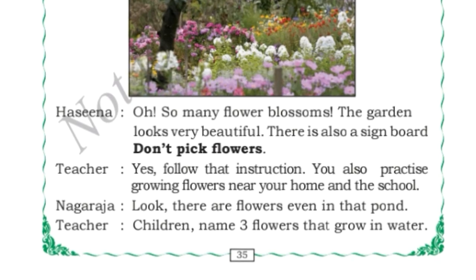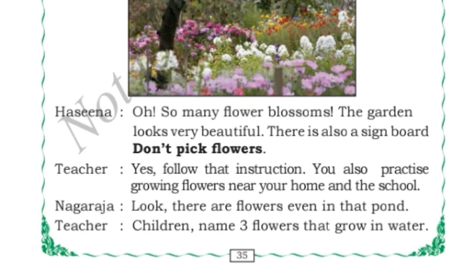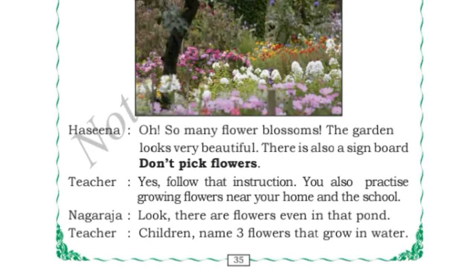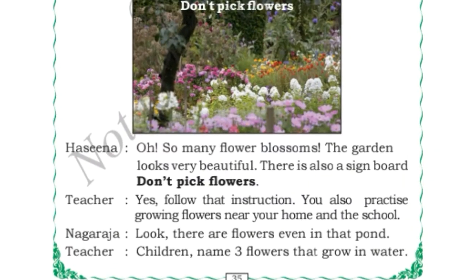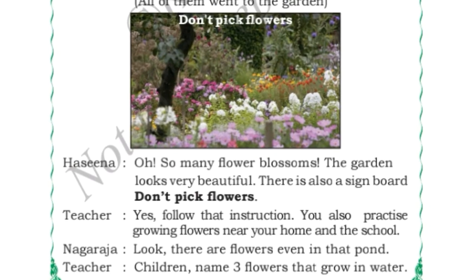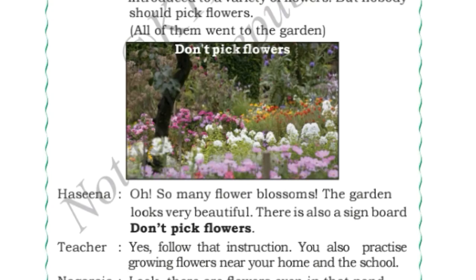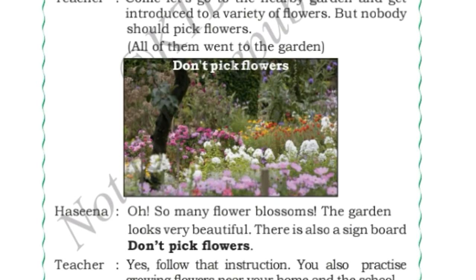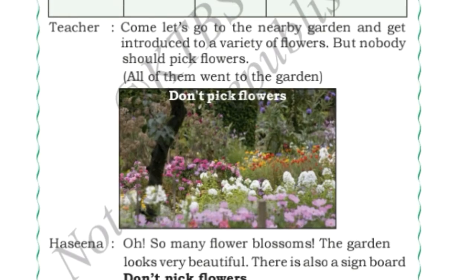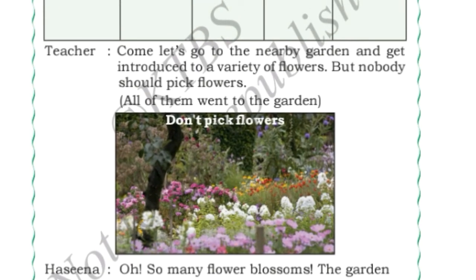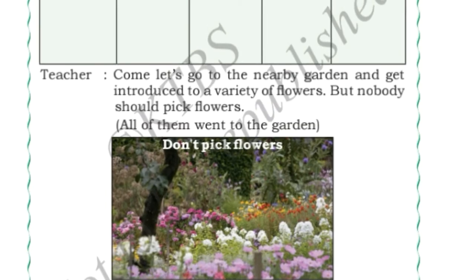Okay, so Nagaraj says that look, there are flowers even in that pond. So the teacher asks the children to name 3 flowers that grow in water. Which are the flowers that grow in water? Lotus. Lotus is a flower that grows in water, and lily. Water lily is a flower which grows in water. And also poppy. Poppy is a flower that grows in water.